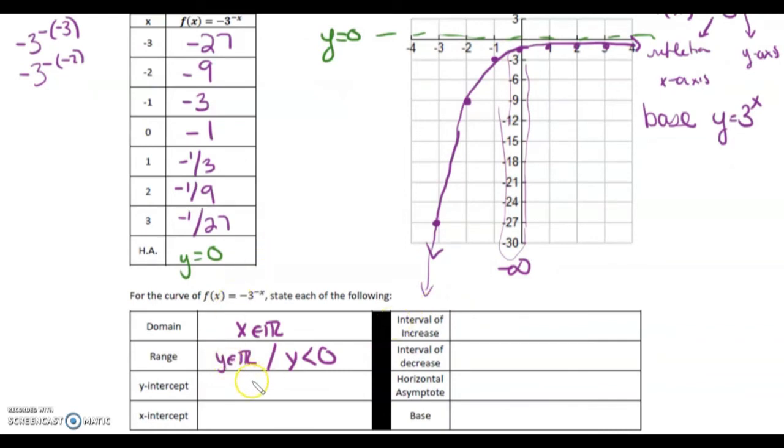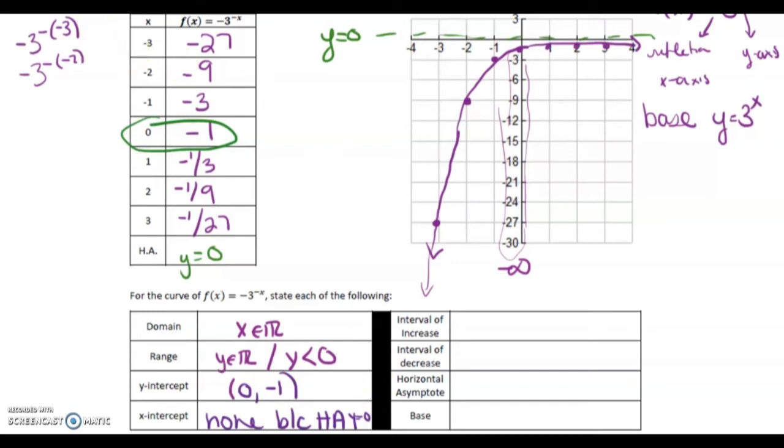Okay? The y-intercept. There was no stretch on this one, there was just a reflection. So the a value is technically -1, and that's exactly what we have here: (0, -1). There is no x-intercept because there's a horizontal asymptote at y equals 0.